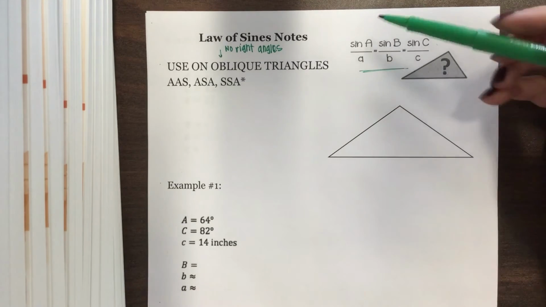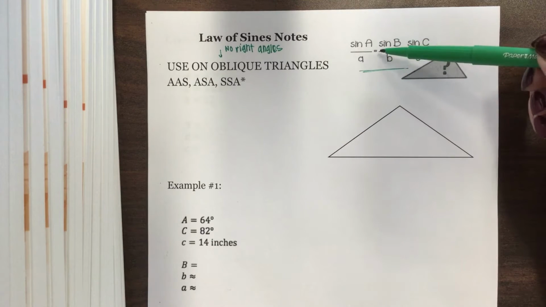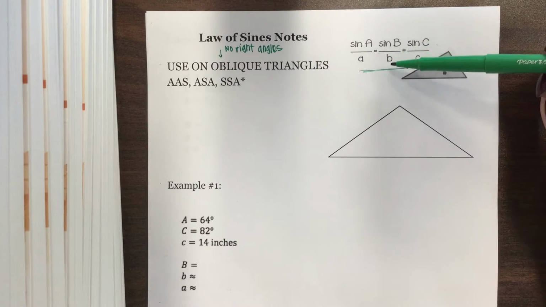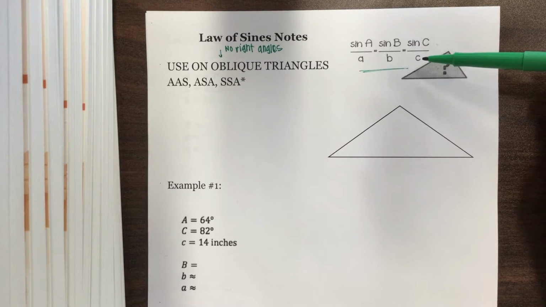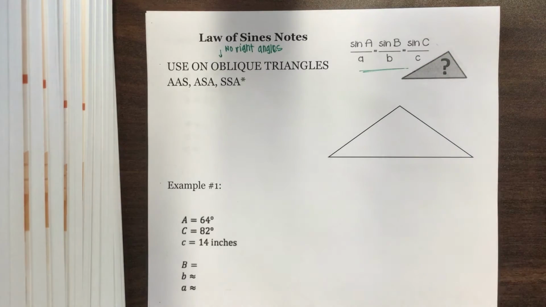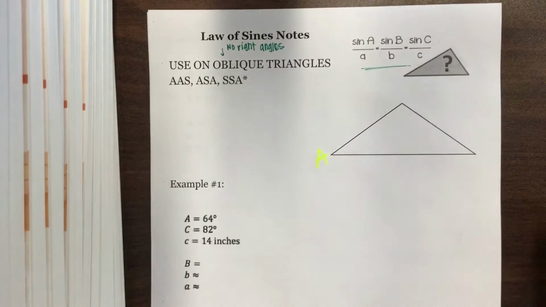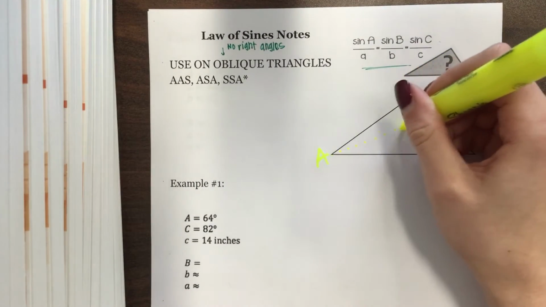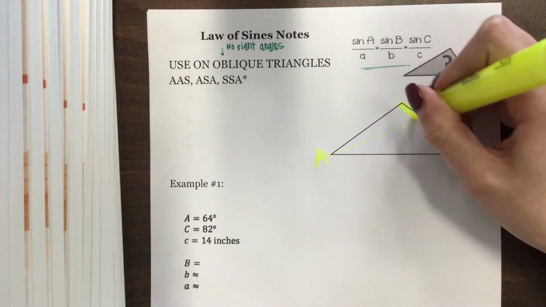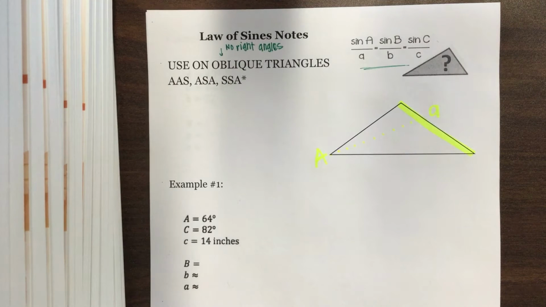Okay, so if you remember back, the law of sines is sine of angle A over side A is equal to sine of angle B over side B is equal to sine of angle C over side C. So let's just label this triangle right here. I'm going to use colors. Let's say that this is my angle A. The side opposite it, whatever side I can draw a line to, that is side A. So this side right here is side A.